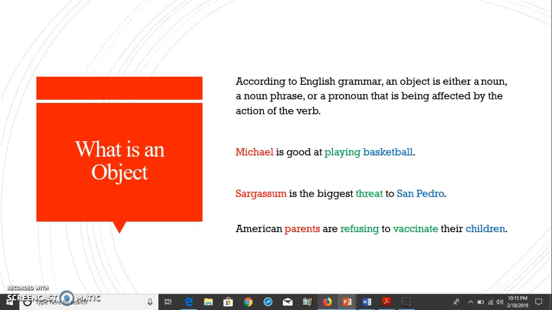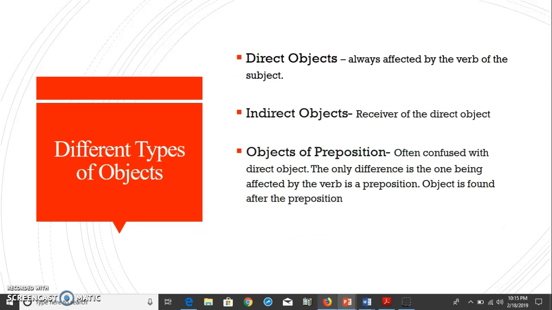Now, the objects that I have given to you all are all direct objects, but objects have three kinds. There's the direct objects, which I have just mentioned, which are always affected by the verb of the subject. There are indirect objects, which are the receiver of the direct object. Objects of preposition, which are often confused with direct object. The only difference is the one being affected by the verb is a preposition. The object is found after the preposition. Now, all of these may seem difficult just by their explanation, but in practice, they're really easy.